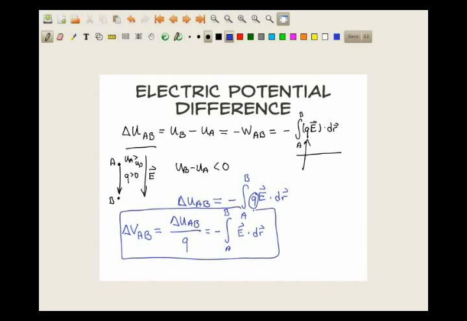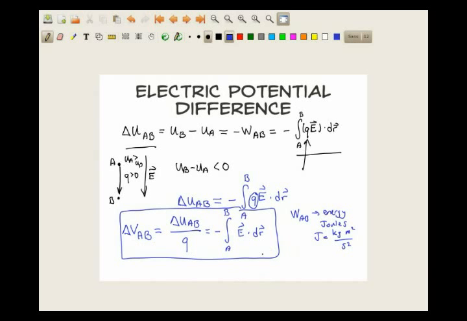Let's stop for a moment and think about units here. First of all, we have work. Work is energy. It's mechanical energy, and it has units of joules. Those are the MKS units of energy. J, which is equal to kilogram meter squared per second squared. Well, changes in potential energy are just changes in energy, so they also have units of joules. So the units of delta U_AB are also joules, and the units of charge are coulombs.